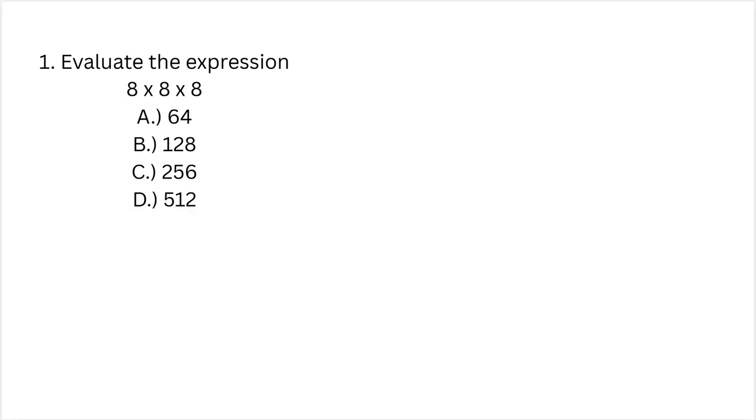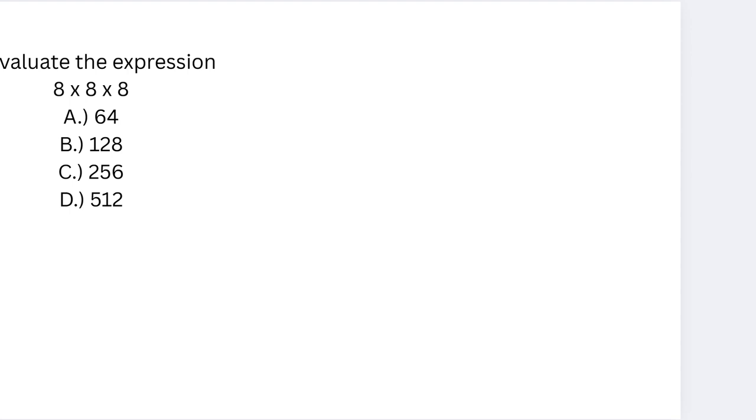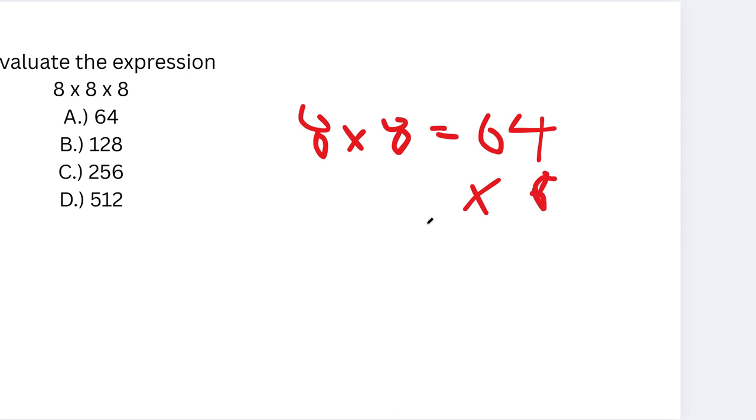Number 1 is evaluate the expression 8 times 8 times 8. Okay, to solve this, what I would do is separate this 8, so get rid of that for now. Then just do 8 times 8, which is 64. And then now we could bring that 8 back, and 64 times 8 is 512, D.